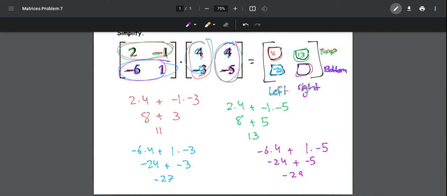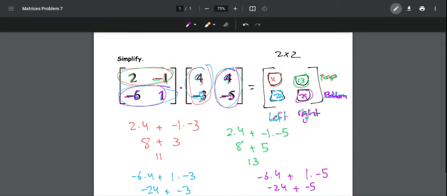Then this is how our new matrix should look. This is the answer. Hope you understand how to multiply two matrices, and thank you.